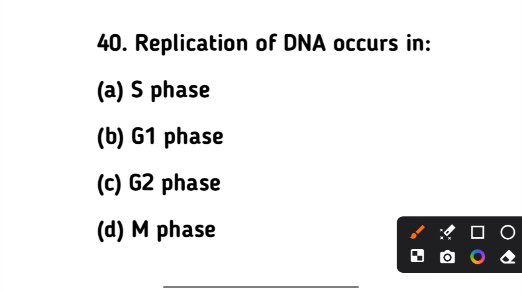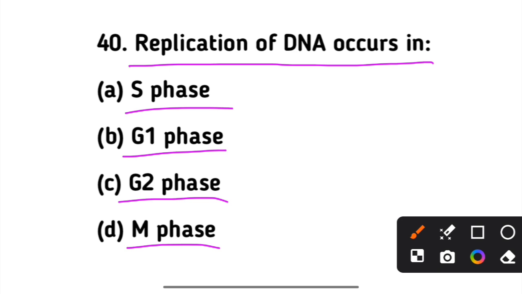Next, replication of DNA occurs in S phase, G1 phase, G2 phase, M phase. Option A is correct, S phase. Replication of DNA occurs in S phase.